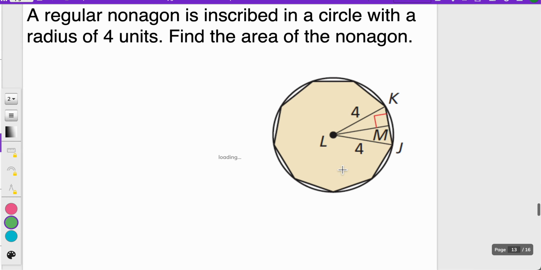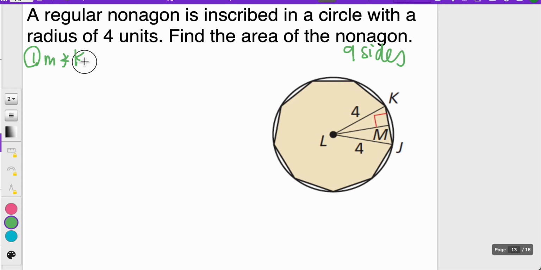Let's go ahead now and try this question together. It says a regular nonagon, which means 9 sides, has a radius of 4, and it's inscribed in a circle. Find the area of the nonagon. The first thing we want to find is the measurement of your central angle, which is KLJ. That can be found by taking 360 divided by 9, and we get 40.